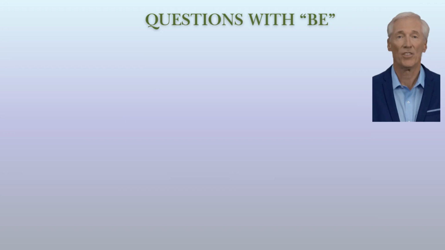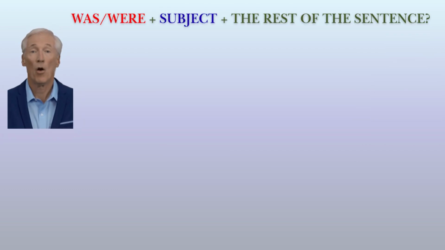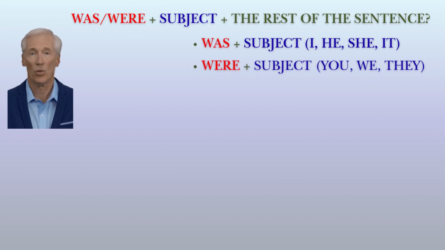Now, as our final piece of the puzzle, let's look at the special word order the verb be uses to form questions. Since the verb be doesn't use the auxiliary did, we form questions by simply inverting the word order. We place was or were before the subject. Structure: was or were plus subject plus the rest of the sentence. Was plus subject: I, he, she, it. Were plus subject: you, we, they.